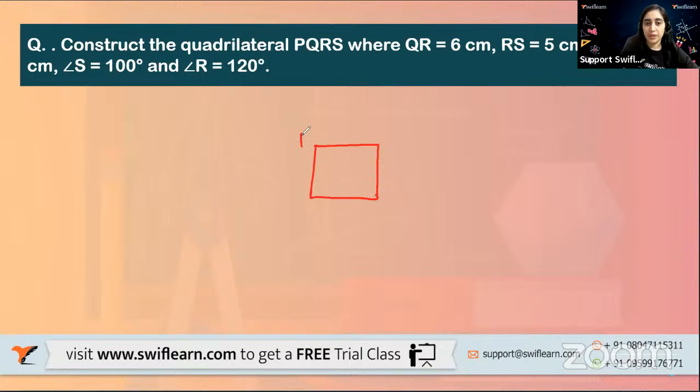Okay. P, Q, R, S. QR is 6 centimeter, RS is 5 centimeter, PS is 4 centimeter, angle S is 100 degree, angle R is 120 degree. I don't know what is there at P and Q, right? So it's pretty easy. What will you take as a base? Yes, what will you take as a base? All right, well done. The base you'll take as SR.